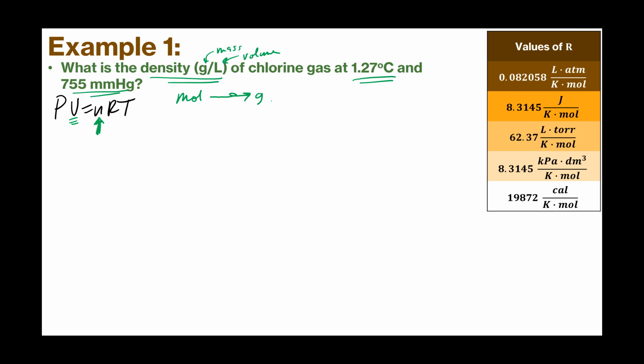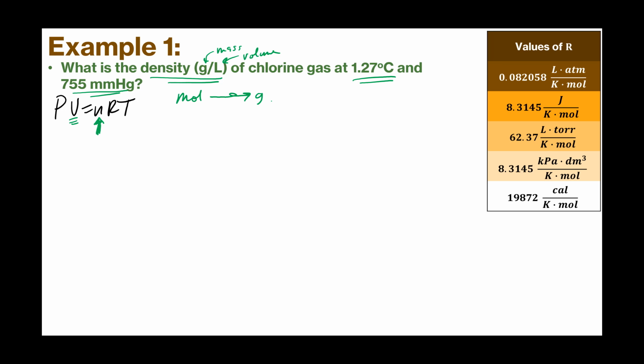Let's see, what else do we have to do to figure this out? That'll give us grams, but we don't know grams and we don't know volume. So what are we going to do? My way to do this is, you can remember that density is an intensive property, so it doesn't depend on the amount of stuff that's there. So you can just pick a volume you like. Pick a volume, assume a volume, and we'll use that to calculate moles out of the ideal gas law.